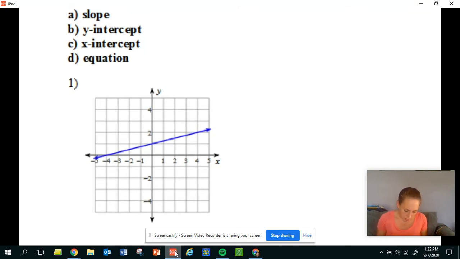reminder that for slope, you just have to use any 2 points where it touches at the corner of a box. So I'm going to choose these two, and I'm going to look at rise over run. So how much did I go up? How much did I go over? In this case, I went up 1 and over 1, 2, 3, 4 spaces. So my slope is 1 over 4.